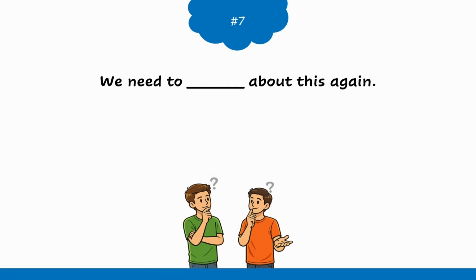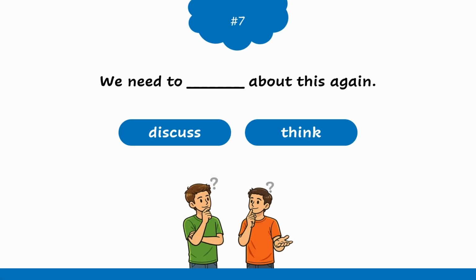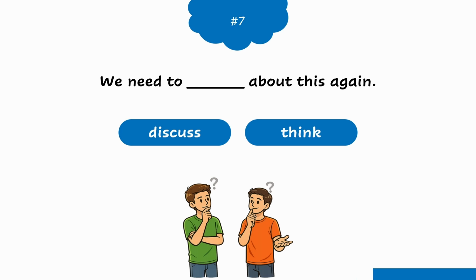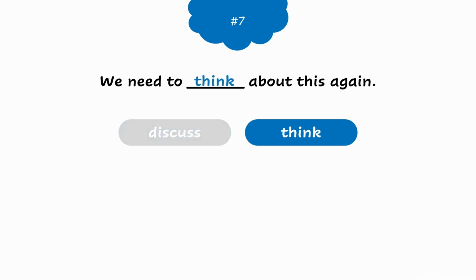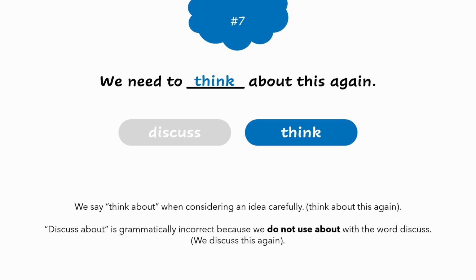We need to ___ about this again. The correct answer is, we need to think about this again. We say think about when considering an idea carefully. Discuss about is grammatically incorrect because we do not use about with the word discuss.